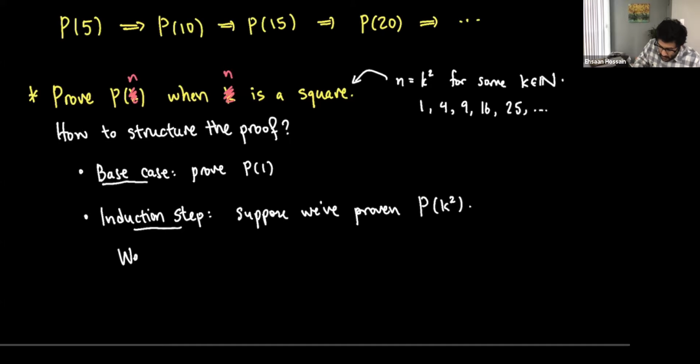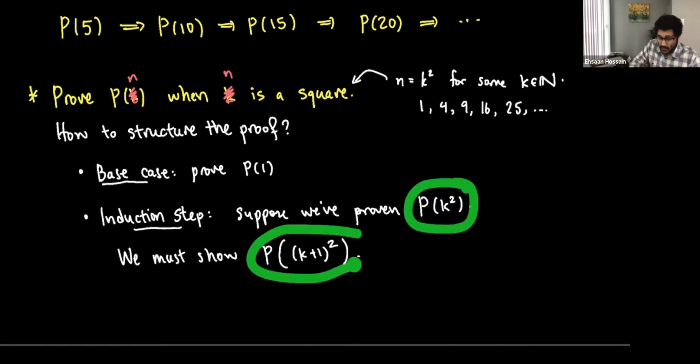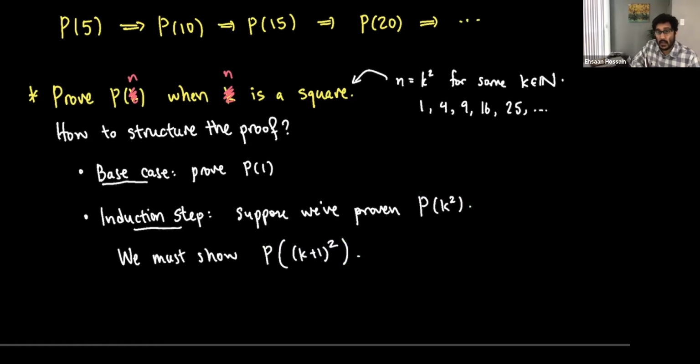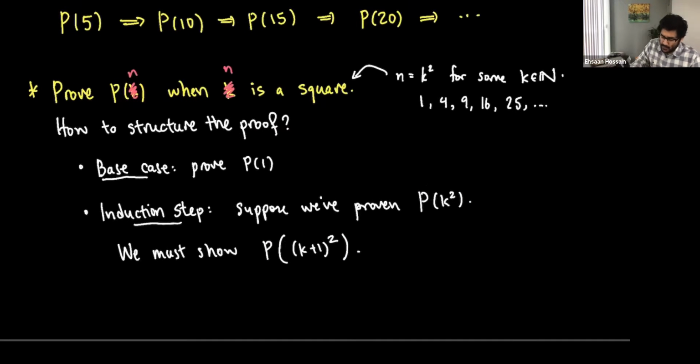So we must show P of the next square. Like this. Another way you could say it is that to get from one square to the next, you add an odd number, but I think that might take a little more work than just doing this. This is a bit more simple. This is what you would do. So as you can see, I just went from k to k plus 1, which is just normal induction, right?